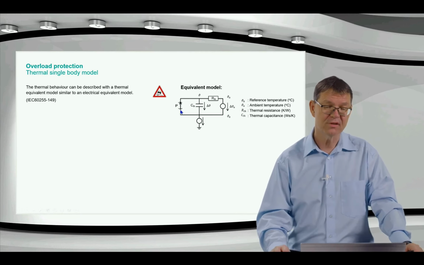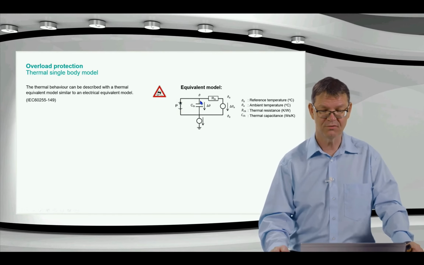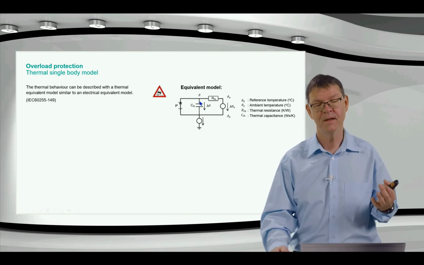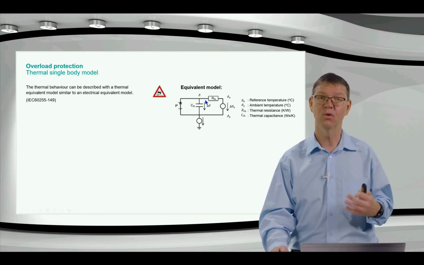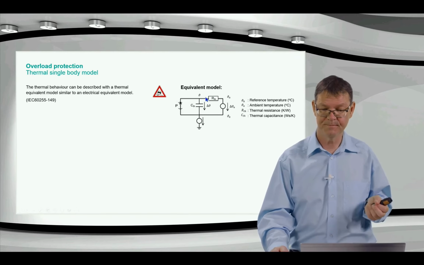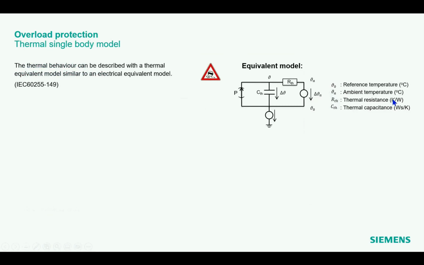Only with the difference that instead of a current source, I have here a power source, and instead of a real electrical capacitor, I have a thermal capacitor, and instead of an electrical resistor in ohm, I have a thermal resistance here in Kelvin divided by watt. And instead of a voltage source, I have a temperature difference, a delta temperature here. And with that, you can apply the same rules as you know from the electrical model, but just with these quantities at the end. And this is what we do basically to describe our temperature situation in the motor.